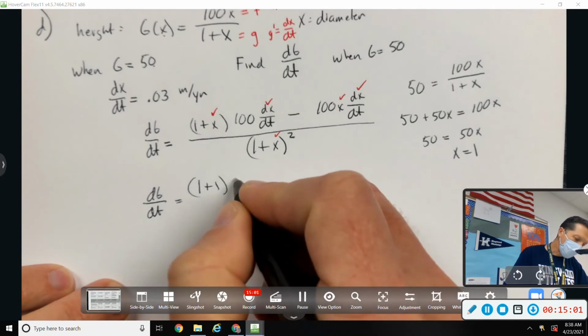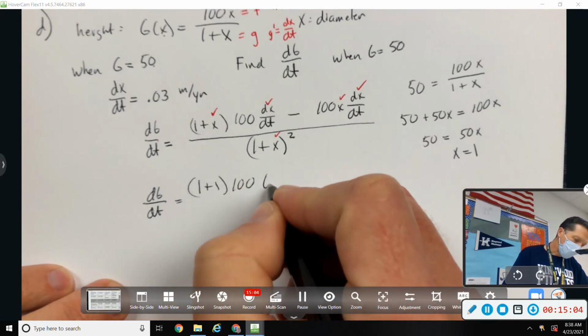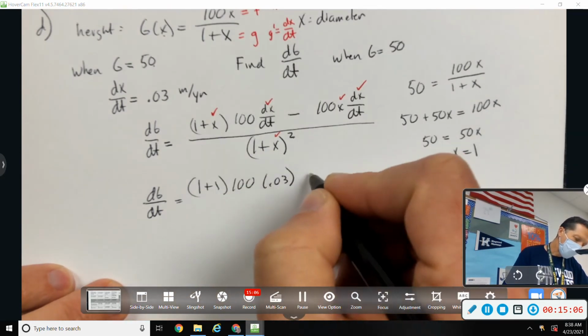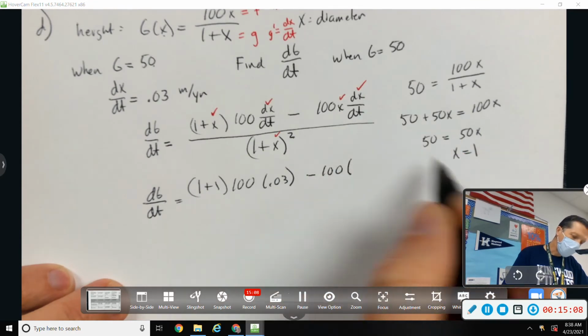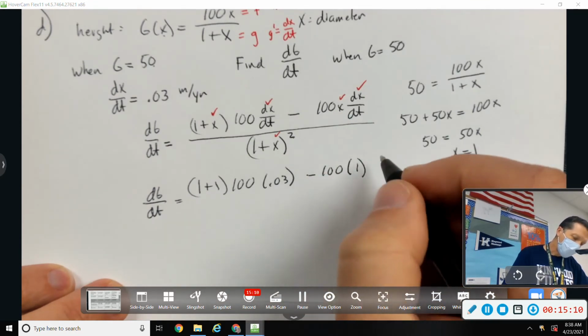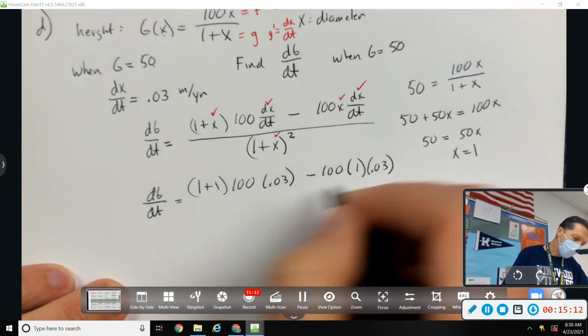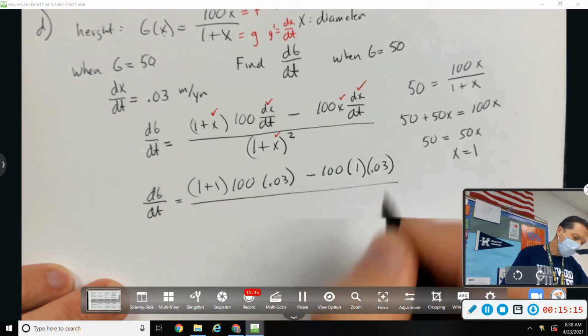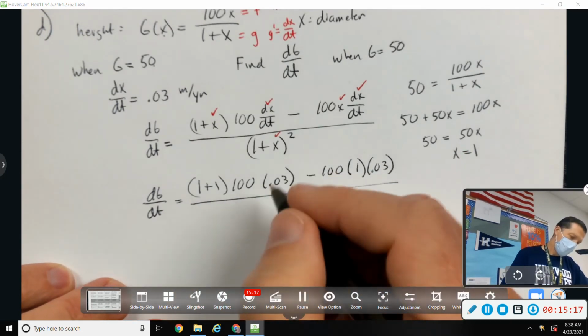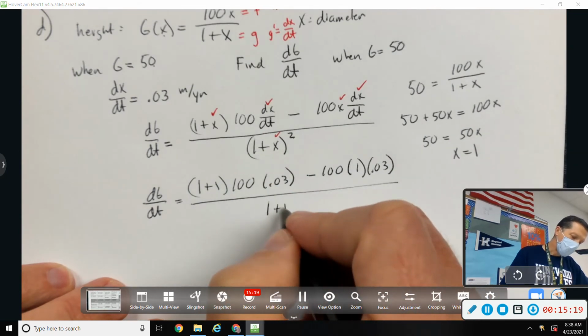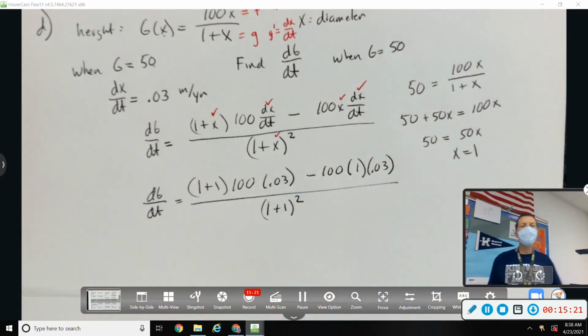1 plus 1 times 100 times 0.03. I'm just filling in pieces now. 100 times 1 times 0.03 all over. Oh, let's just be obnoxious about it and leave it as 1 plus 1 squared. Figure it out. Done. Yep. Passive-aggressive note to grader. You figure it out. I'm done.